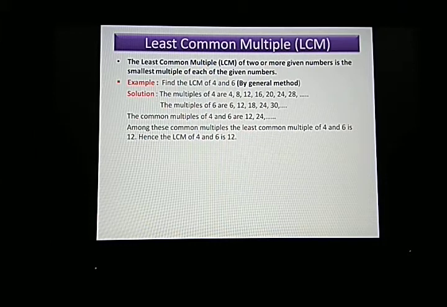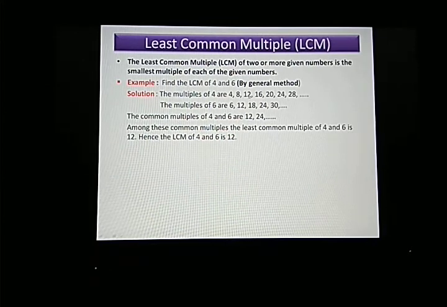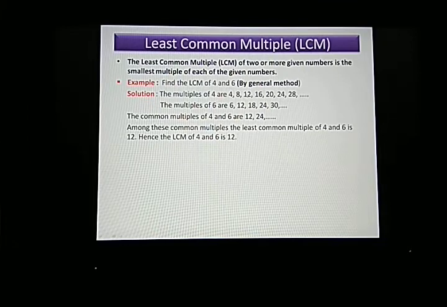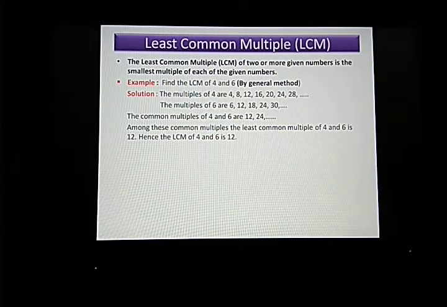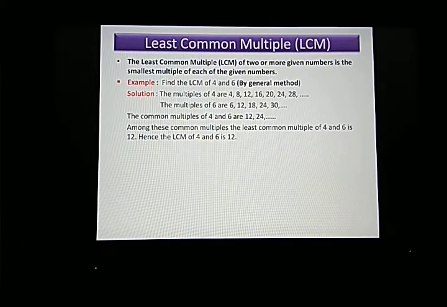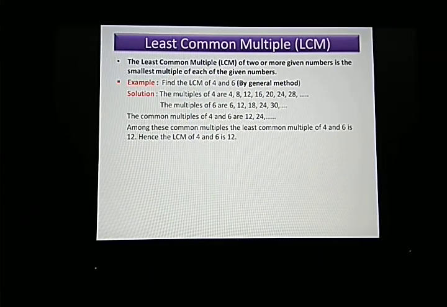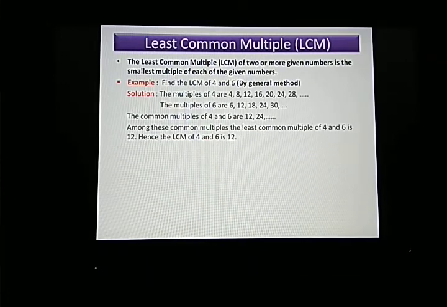Now among these multiples, if you see carefully, which are the common multiples? 12 is common in both 4 and 6, then 24, and then dotted. There may be more common multiples, but that is not our concern. What we need to see is which is the least common. Yes, you're right. The least common is 12. Whichever comes first is obviously the least. So that is the least common multiple. This is one of the easiest methods where LCM can be found. I hope you all have understood how to find LCM by using the general method.